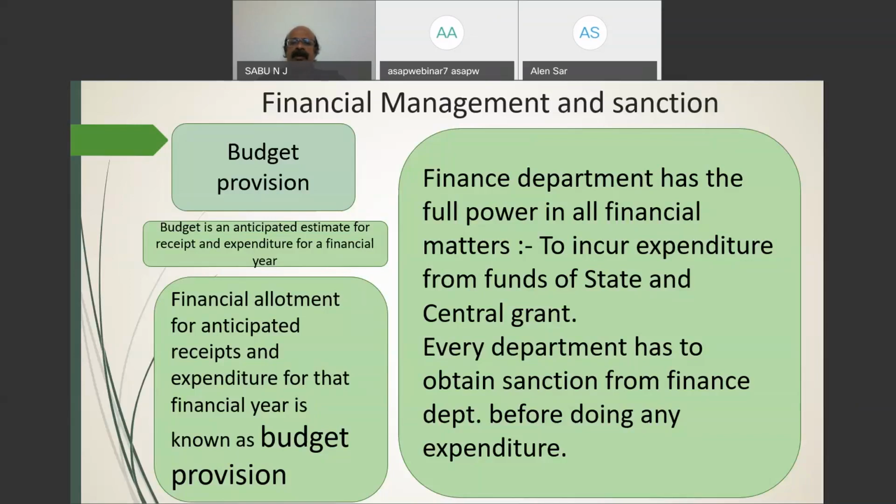So you should know more about financial management. As a part of its powers, the finance department has full power in all financial matters.